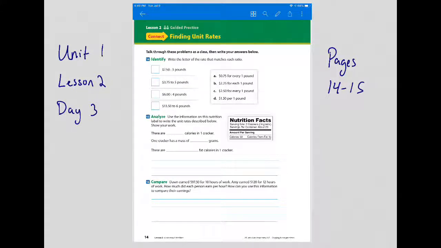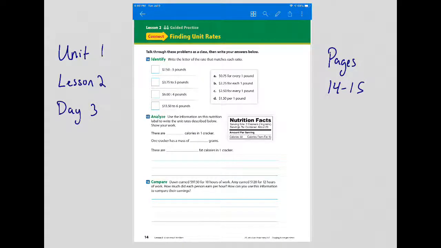Hey, 6th grade, this is lesson 2, day 3, and we are going to be wrapping up our lesson on finding rates and unit rates from ratios. So let me tell you how this lesson is laid out. On page 14, which I'm on right now, and you should be on in your book, by the way, we are going to kind of work on 14, 15, and 16 together.